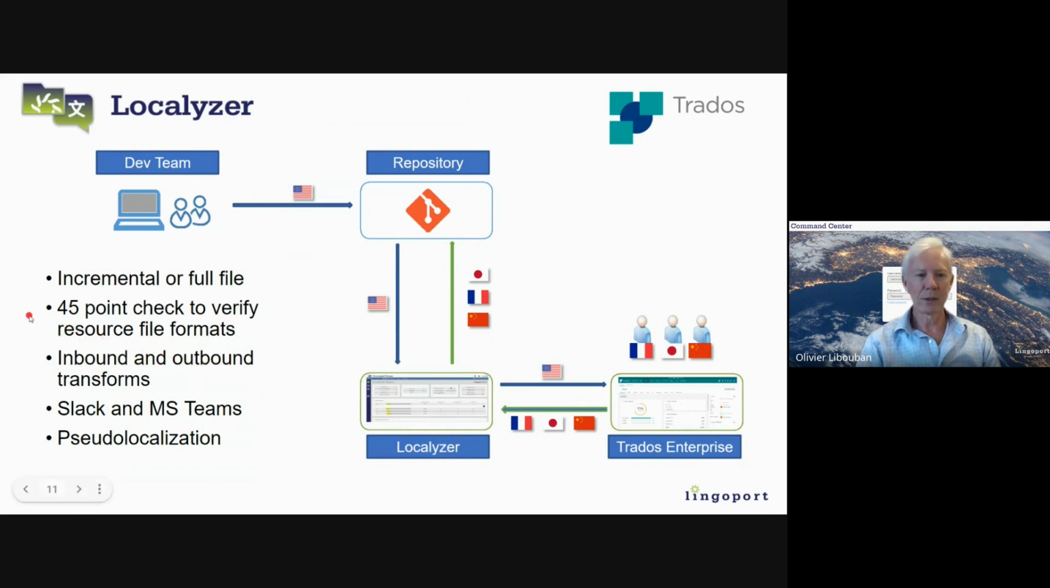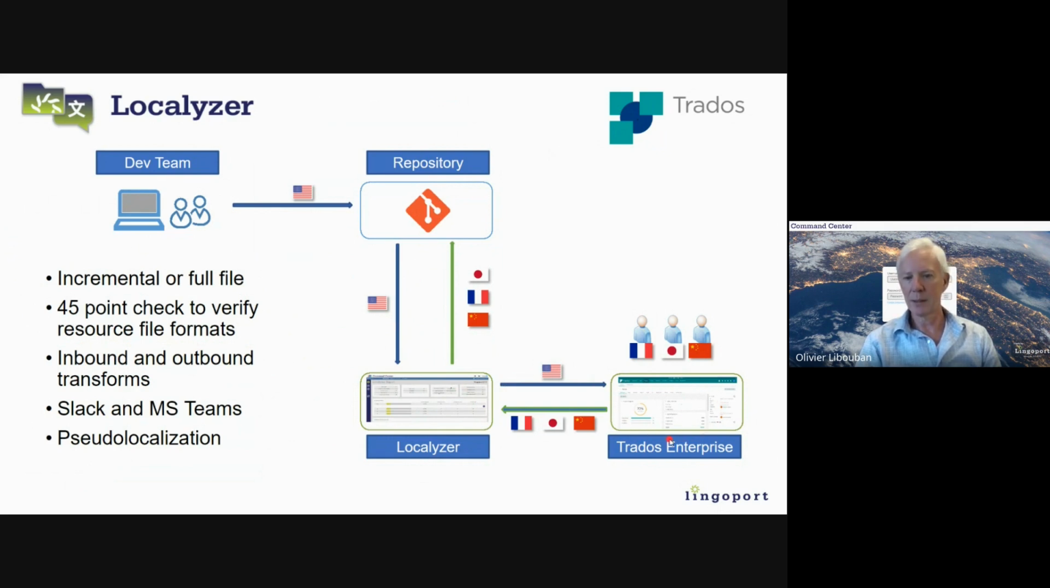In Localizer, 45 checks are carried out. There are a number of features that Localizer provides, for example, sending incremental or full files to Trados Enterprise, doing transforms if the files that are created by the dev teams are not standard, and some other features. We will show the visibility in Localizer of the status of the files in the repository, how they are being translated, and for those files that need to be translated, how to send them to Trados Enterprise seamlessly.